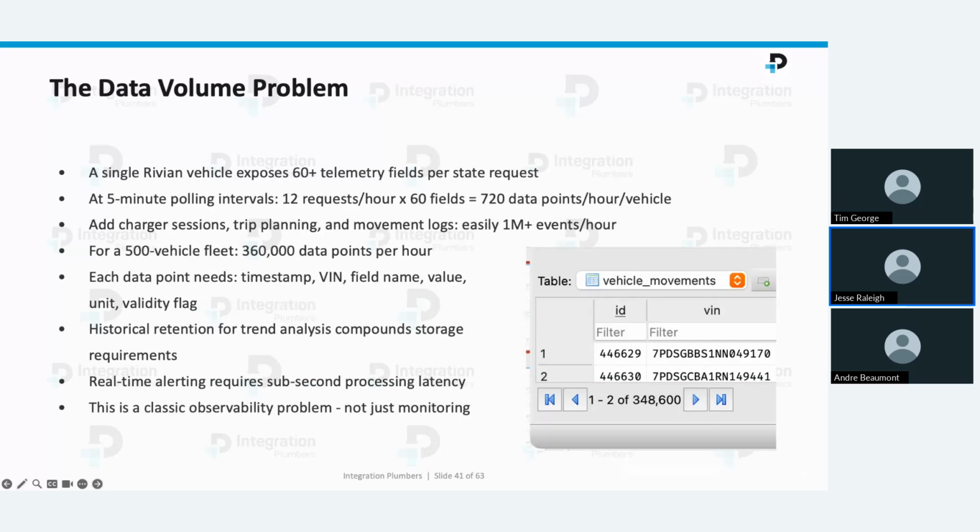Let's talk about scale for a moment. A single Rivian vehicle exposes over 60 telemetry fields per request. At a 5-minute polling interval, that's 700 data points per hour per vehicle. Scale that to a 500 vehicle fleet, and you're looking at 360,000 data points per hour. And that's before you factor in charger sessions, trip planning, and movement logs. This is a classic observability problem. You need fast processing latency for alerting, but you also need cost-effective historical retention for trend analysis. Getting both right requires deliberate architecture choices.